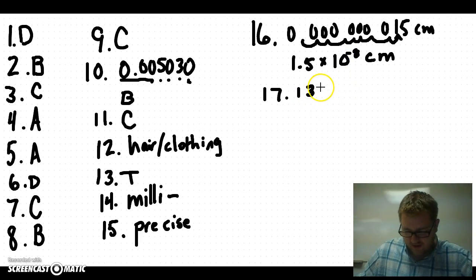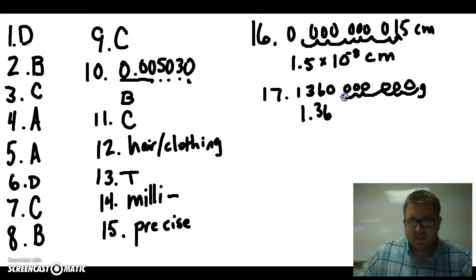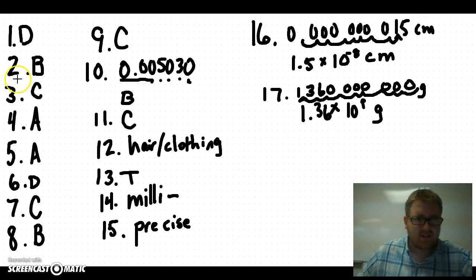So 1,360,000,000 grams. Now we have a positive exponent because we have a larger number. So we're going to have 1.36, because I moved this all the way to the left until I got a digit between 1 and 10, times 10 to the 9th as I moved over 1, 2, 3, 4, 5, 6, 7, 8, 9 digits. So those are my two answers for 16 and 17.